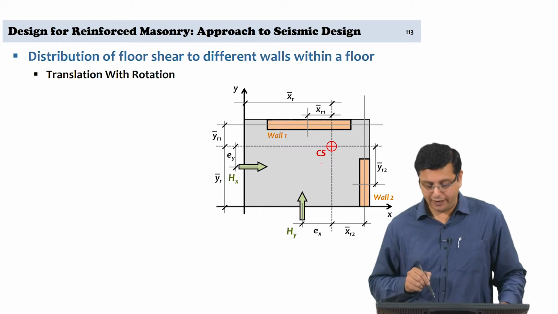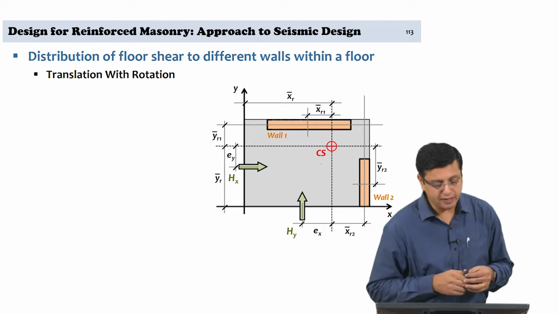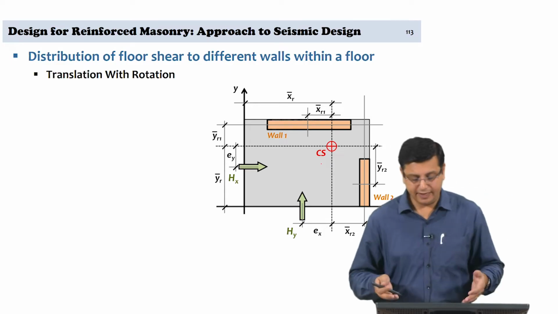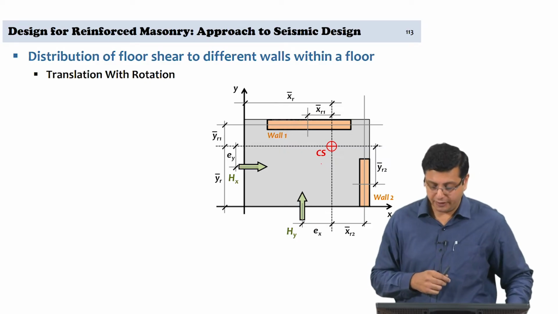So, our aim is to be able to first define what the center of stiffness is with respect to a plan configuration, and once that is defined, then we will be able to distribute the forces acting in the x and the y directions by calculating the additional torsional shear component.